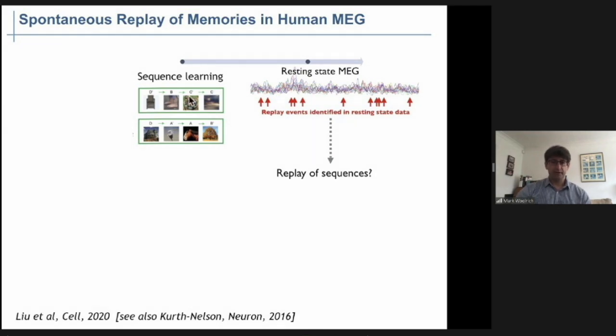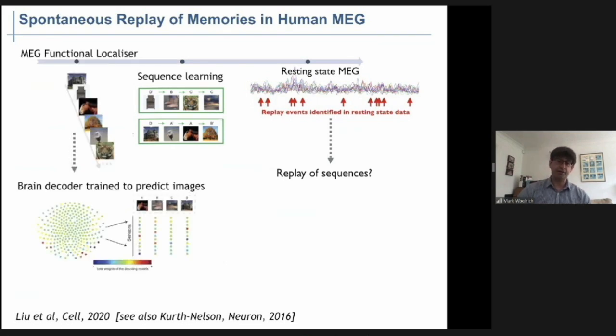And the sequences of visual images may or may not lead to rewards, providing the motivation for the sequence learning. And then subsequent to this learning, they're then subjected to a resting state MEG scan. And the idea is to find evidence of reactivation of the brain activity associated with these sequences of visual images. And so, of course, to be able to do that, previous to the behavioral learning and the resting state scan, they used a functional localizer in the MEG scanner, where people were presented with visual images that were going to be used in the sequence learning.